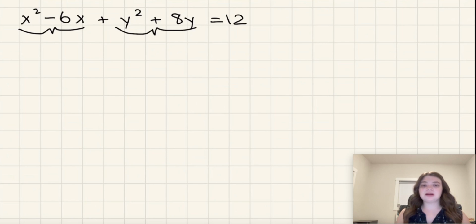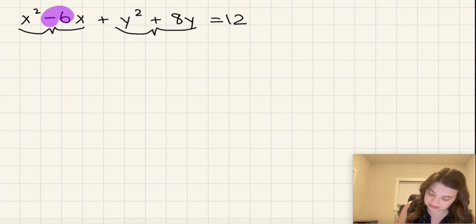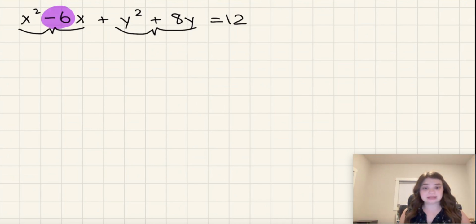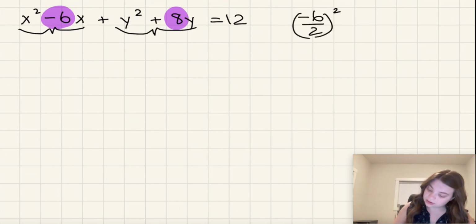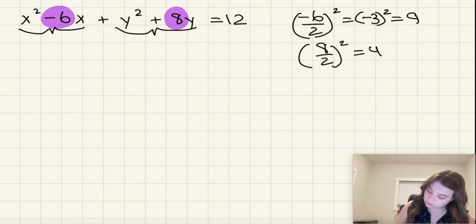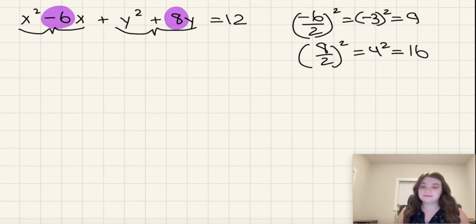The next step is we're going to take the non-leading coefficients for each one, and we're going to divide by 2 and then square. So we're going to be doing that to -6 as it's the non-leading coefficient for x, and we're going to be doing that to 8 as that's the non-leading coefficient for the y terms. So -6 divided by 2 squared is equal to -3 squared, which is equal to 9. And then 8 divided by 2 squared is equal to 4 squared, which is equal to 16. So overall, we're going to be adding 25.